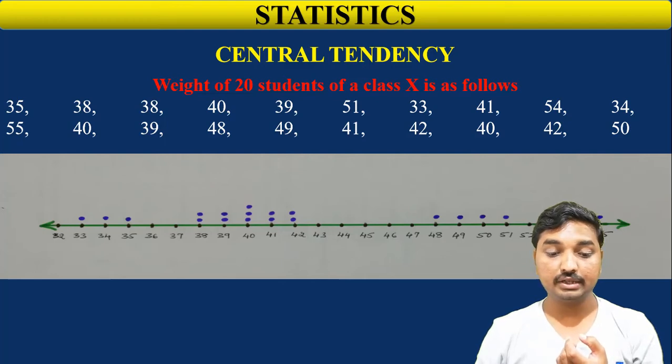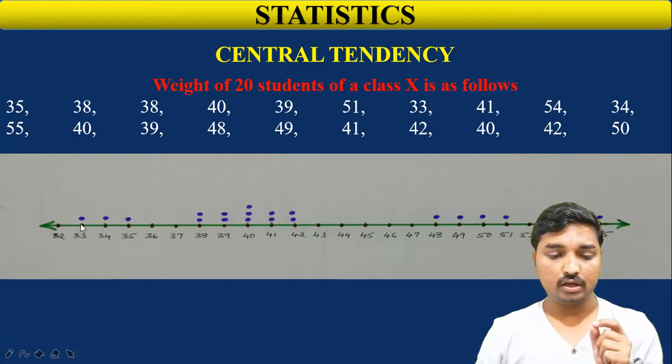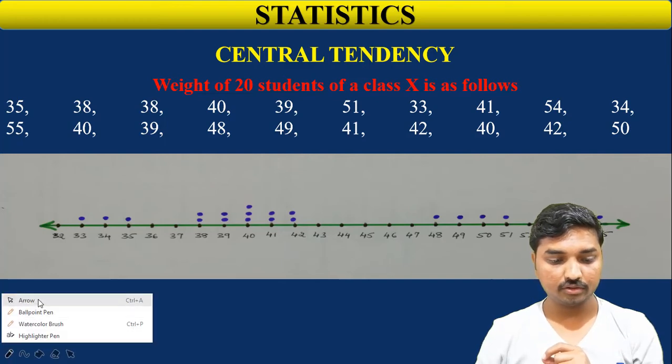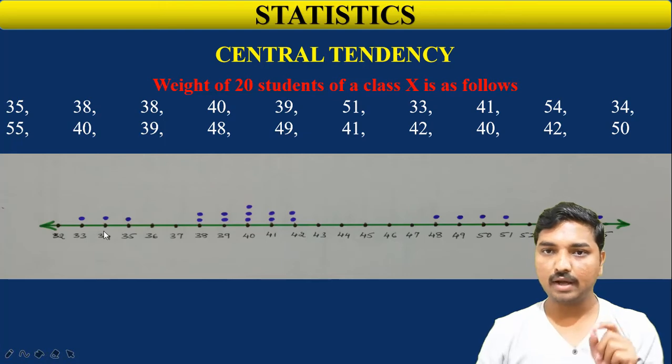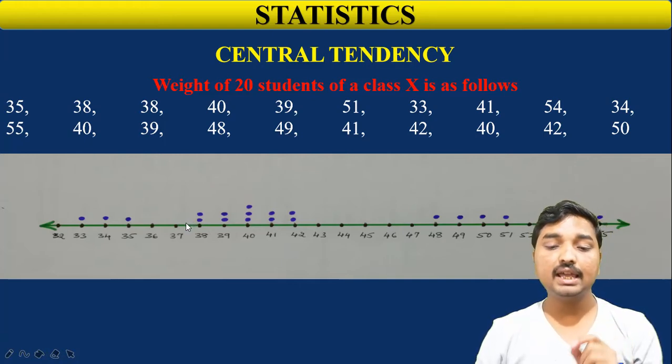Now look at 33. On 33 I'm going to write one dot, meaning one student has a weight equal to 33 kg. In the same sense I'm going to move on to the next one. Look at 34, one dot means one student. 35 kg, one student. 36, there is no student whose weight is equal to 36, and in the same sense 37 also. But when we come to 38, there are two students here. Two blue dots mean there are two students whose weight is equal to 38 kg.